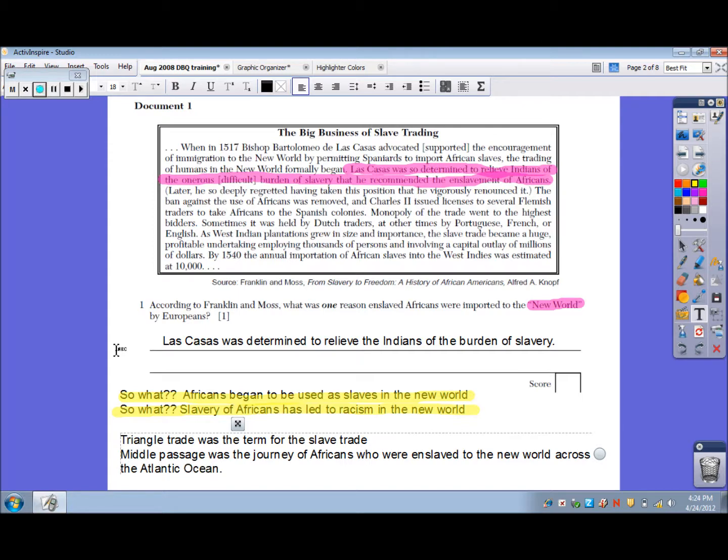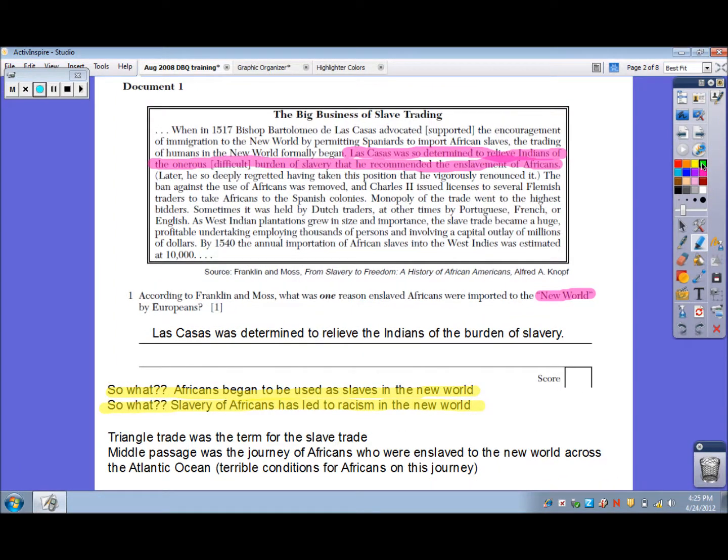Several Europeans brutalized Africans on the Middle Passage. Several enslaved Africans were in terrible conditions and died from terrible diseases, so you could include some of those things. Terrible conditions for Africans on this journey. Again, this might help you when you write your essay. This is considered outside information. It's not very specific, but it's specific enough.